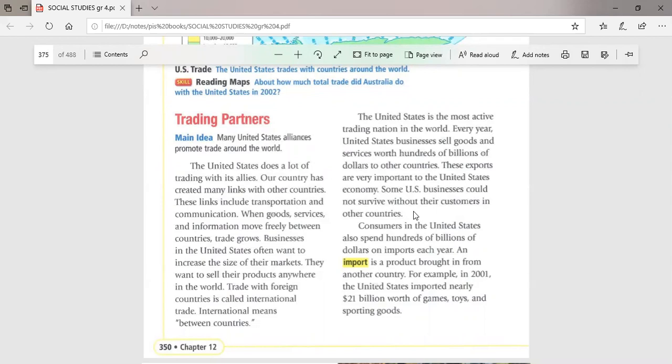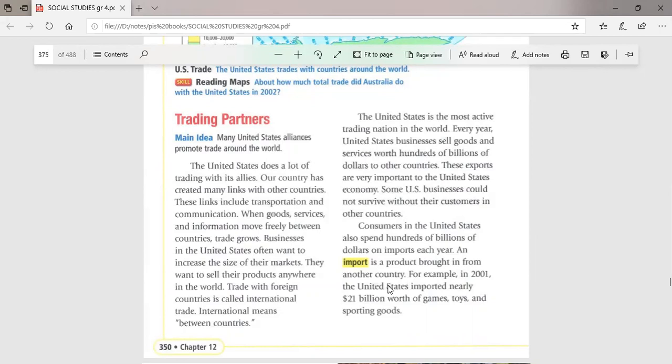Okay, so here also some consumers in America depend on the import. What is the meaning of import? Import is different from export. Export is when you send your product to other countries. But import means the product that you bring from other countries to your country. It's the opposite. You don't send goods to other countries. You take goods from these other countries inside your country.